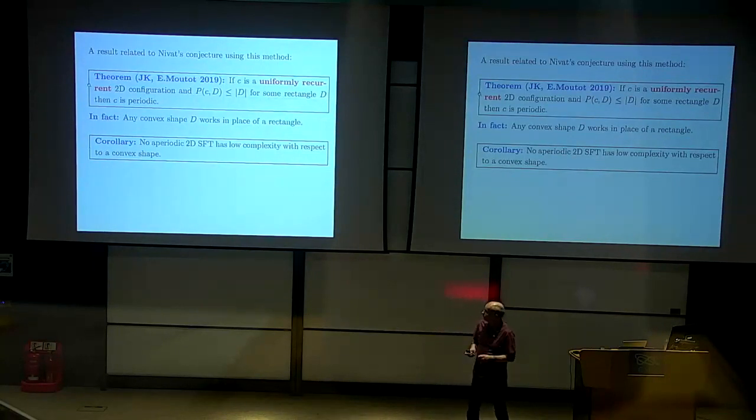And it also means that you don't have aperiodic two-dimensional SFTs of low complexity with respect to a convex shape. Because you know that if you have an SFT, there is always a uniformly recurrent element in there, and so that element has to be periodic. So you always have a periodic element. You don't have aperiodic SFTs with respect to convex shapes.